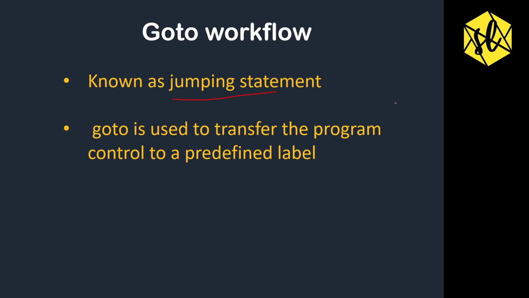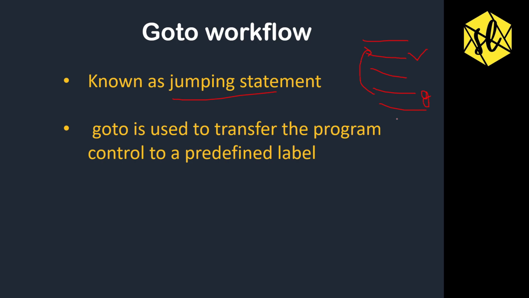Let us see. You have certain lines of code here. Let's say we have 5 lines of code, and we have set a label in the second line. After that, we have used a goto statement in the fourth line, and we have asked the goto statement to change the program control from this statement to this label. This is what the goto statement does, and that is why it is known as a jumping statement, because it jumps from one part of a program to another part of a program.